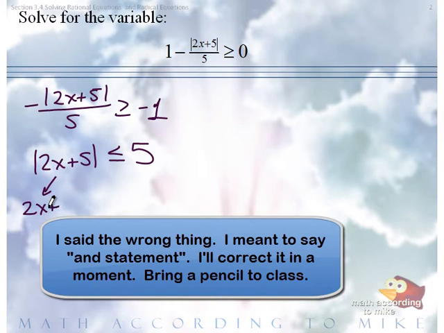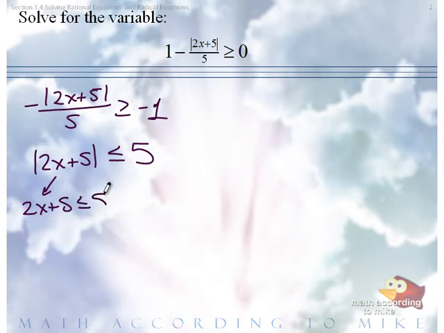2x plus 5 is less than or equal to 5. Or the second one becomes what? Negative (2x plus 5) is less than or equal to 5. Yep. So if you choose to put the negative on the other side, you would also have to flip that inequality sign over. So that's why I think it's easier if you just keep the negative on the left.